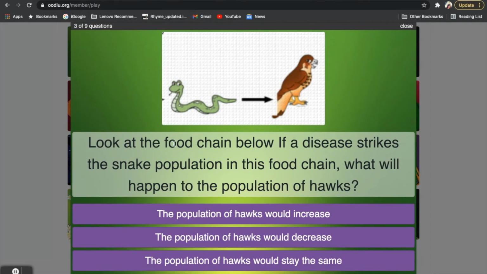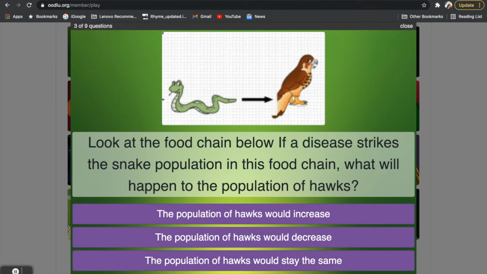Question 3. Look at the food chain above. If a disease were to strike the snake population in this food chain, what will happen to the population of hawks? So let's think about it. If there was a disease that killed all our snakes, what will happen? Will the population of hawks increase, meaning it will go up? Will it decrease, meaning it will go down? Or will the hawks stay the same, where nothing changes? Share your thinking on Edpuzzle now.